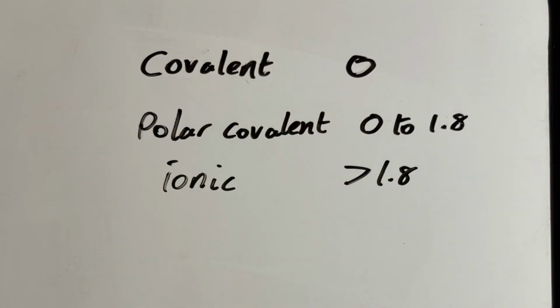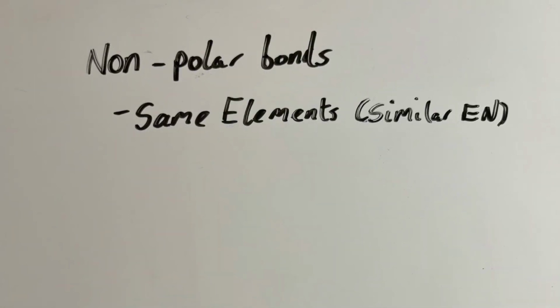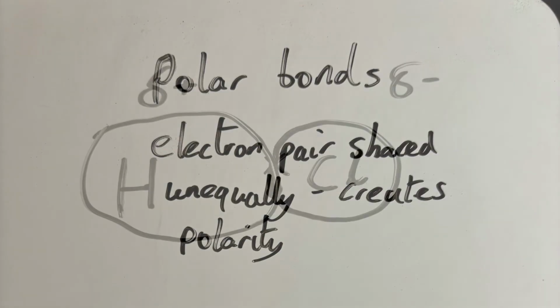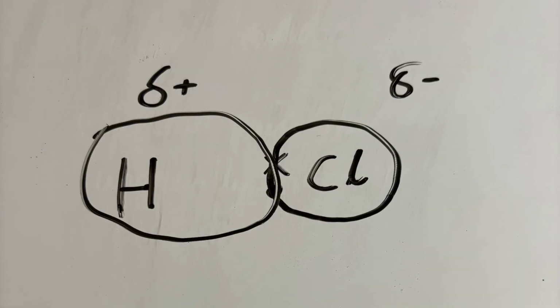Now, we can use the Pauling values to work out what kind of bonding is going on according to the electronegativity. Nonpolar bonds occur between either the same elements or elements with similar electronegativity values. But in polar bonds, which is anywhere between 0 and 1.8, the electron pair is shared unequally, which creates polarity. So, as you can see in this example here, the bonding pair is held closer to the chlorine, and so we denote it as more electronegative, so we do delta minus, and then for the H we do delta plus.